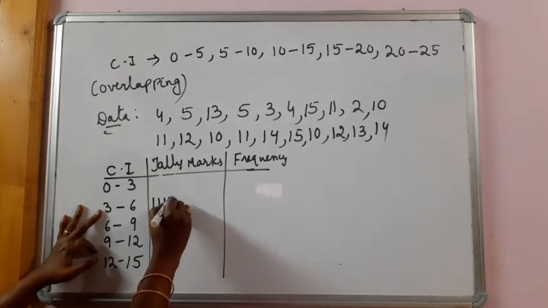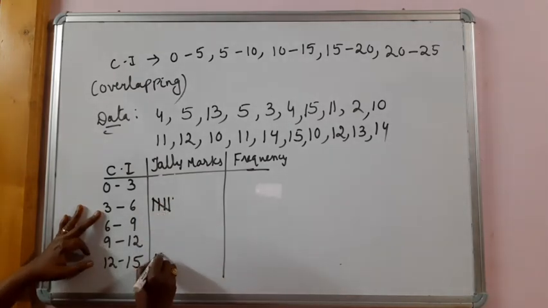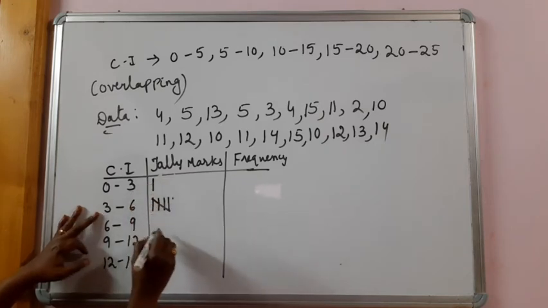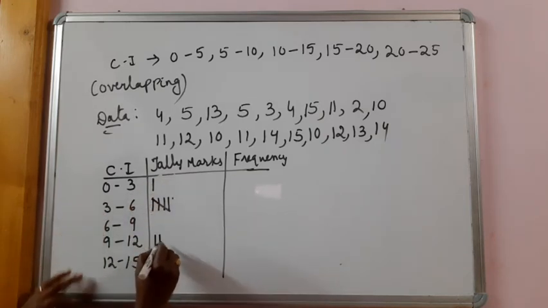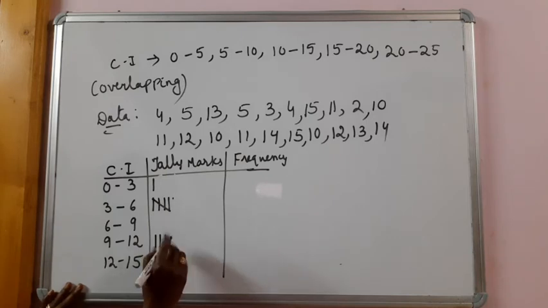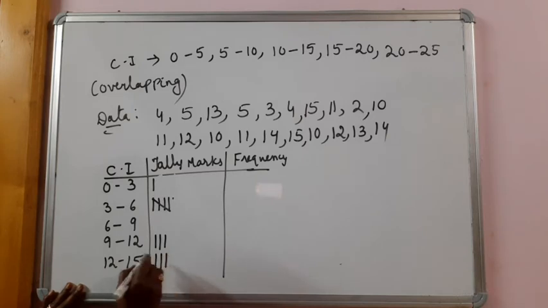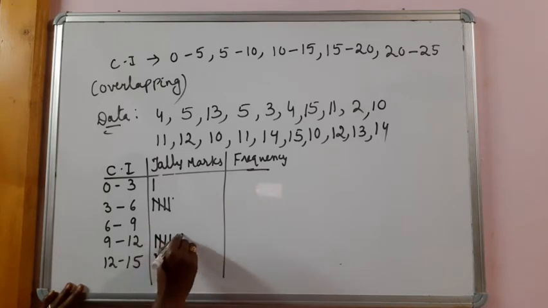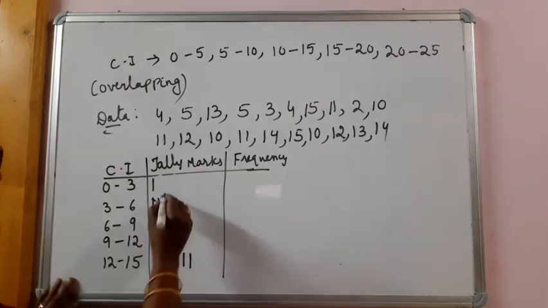So 3 here, again 4, then 15, then 11 here, then 2 here, again 10, again 11, 12, sorry, 12 will be here, we should not count it here. The lower limit we have to count. Again 10, 11, then 14, 15, here 10, 12 here again, 13, 14. So 6 to 9, no one is there.